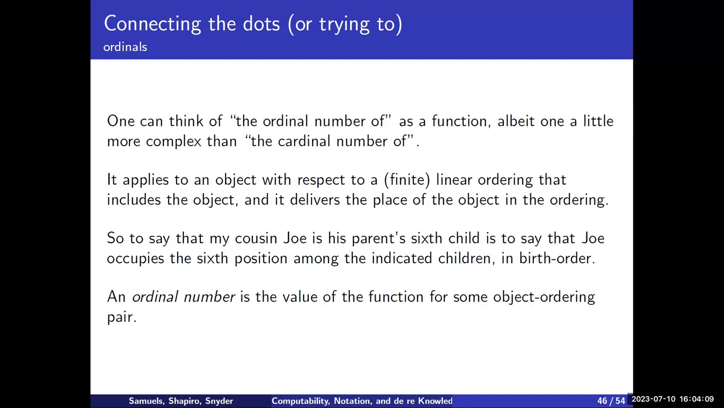One can think of the ordinal number of as a function too, albeit one a little more complex than the cardinal number function. It applies to an object with respect to a finite linear ordering that includes the object, and it delivers the place of the object in that ordering. To say that my cousin Joe is his parent's sixth child is to say that Joe occupies the sixth position among the indicated children in birth order. So an ordinal number is the value of the function for some object-ordering pair.